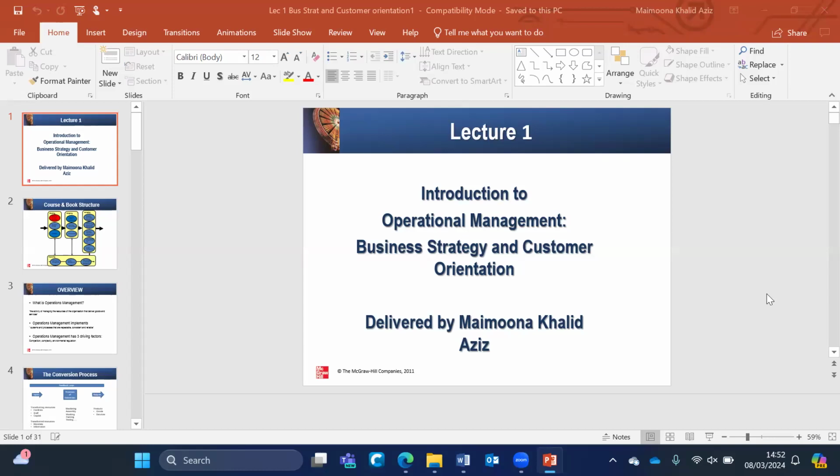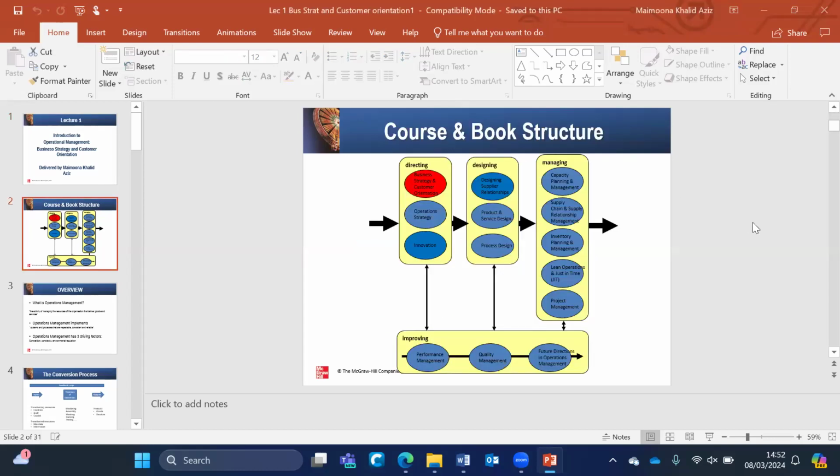This is how the course is divided, and it goes in a flow where this is the first chapter of what we're studying. It is divided into four different sections. There's directing, designing, managing, and improving. And the first chapter that we're studying today is going to be from directing.